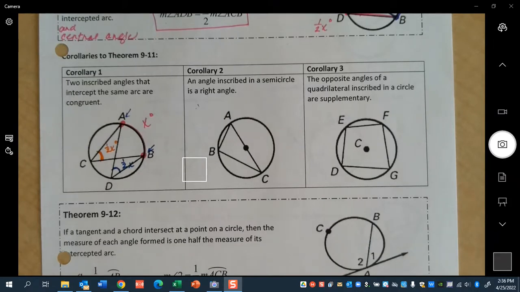So this is the movie theater problem. Whether this vertex is up here on the circle or down here on the circle, anytime that this vertex is on the circle, the view, the angle, is the same.